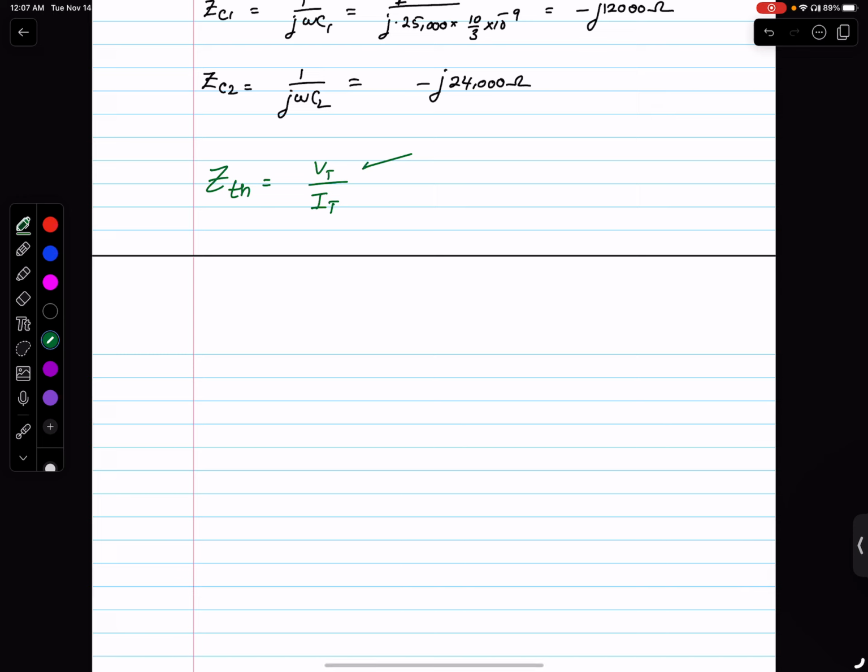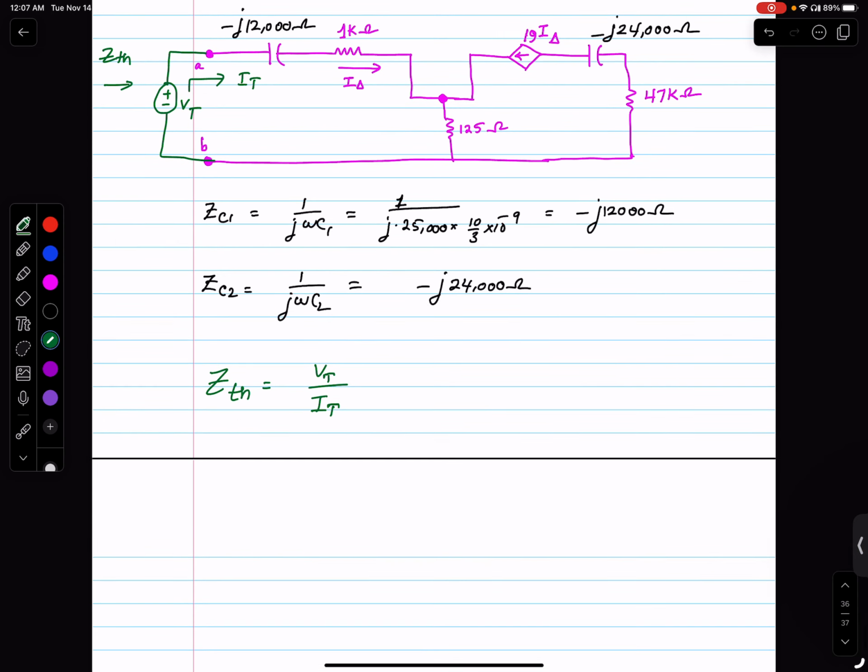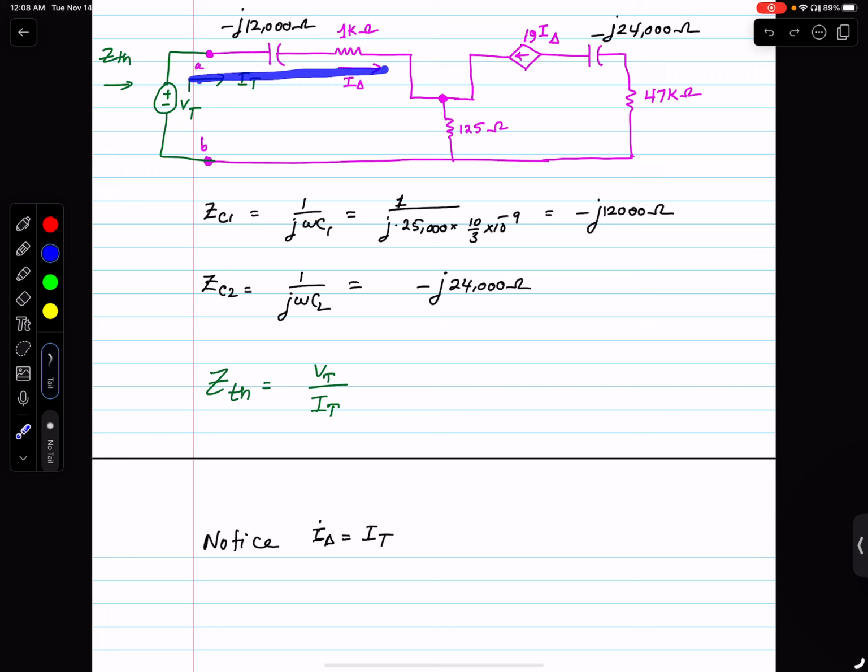Okay, we don't know the absolute value of V test. We don't know the value of I test. We just are interested in this ratio V test over I test. We don't need to know the values for V test and I test individually. Now one thing that we want to notice here is I delta. Okay, I delta is the same as I test, right? Because it's the same current that's flowing through.